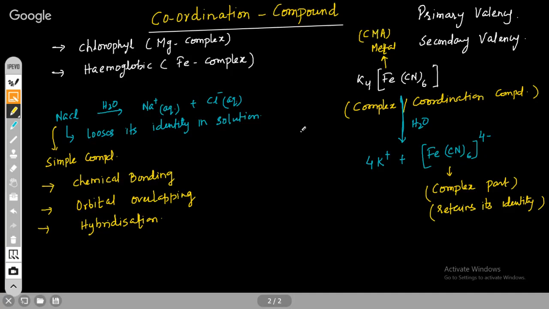This CN- is attached with this metal, and K+ is also attached with this metal. CN- will have a different kind of bonding with this metal than K+ will. That's why we say the bonding of K+ and Fe is different from CN- and Fe, and hence we have two types of bonding, which is nothing but the two types of valency, primary and secondary. We'll go into detail on all these things later.